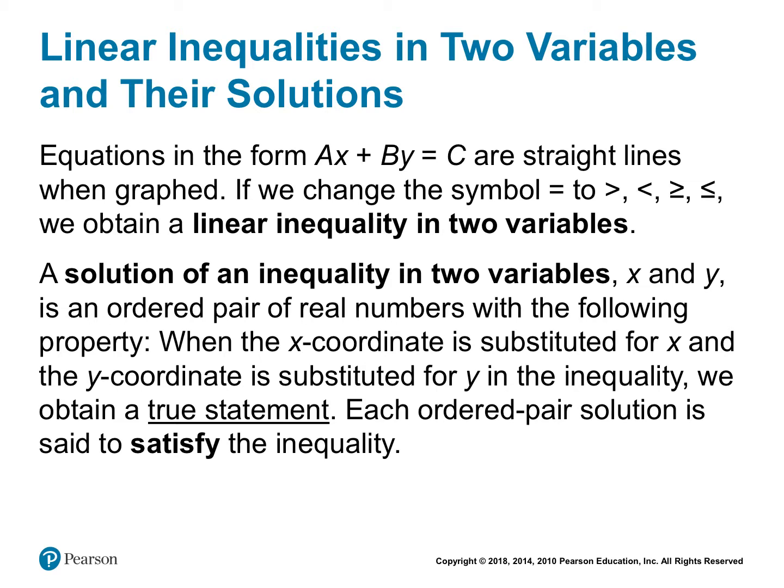So equations in this form are straight lines when they're graphed, but we can change the equal sign to a less than, a greater than, less than or equal to, and greater than or equal to, and that will turn it into an inequality. So the solution of an inequality is an ordered pair of real numbers where the x-coordinate is substituted for x and the y-coordinate is substituted for y, and you would get a true statement. So the ordered pair would be satisfying the inequality.